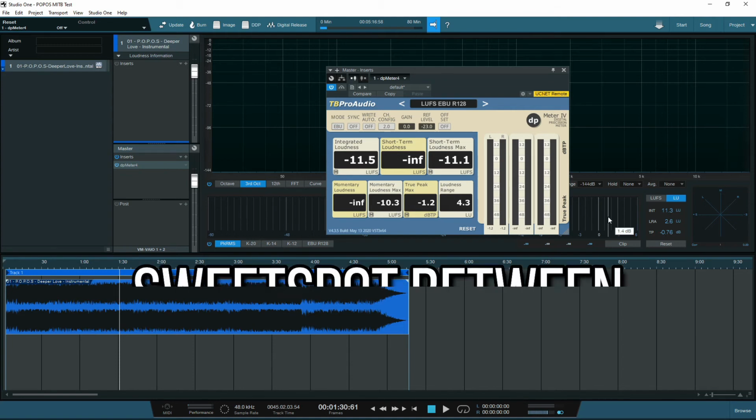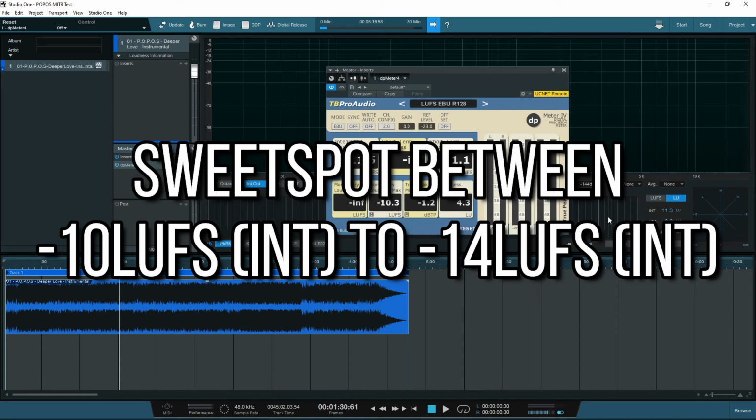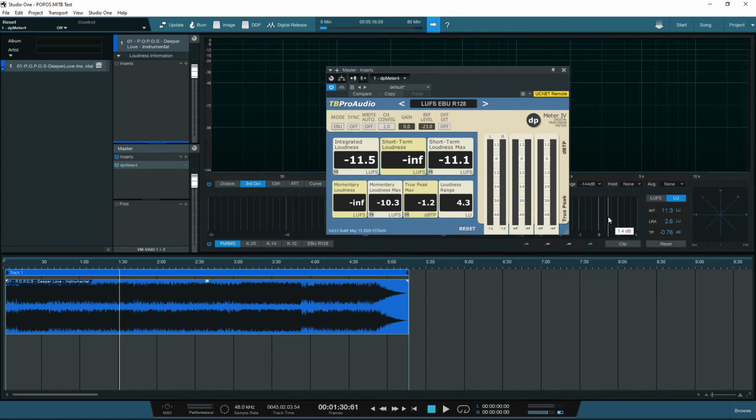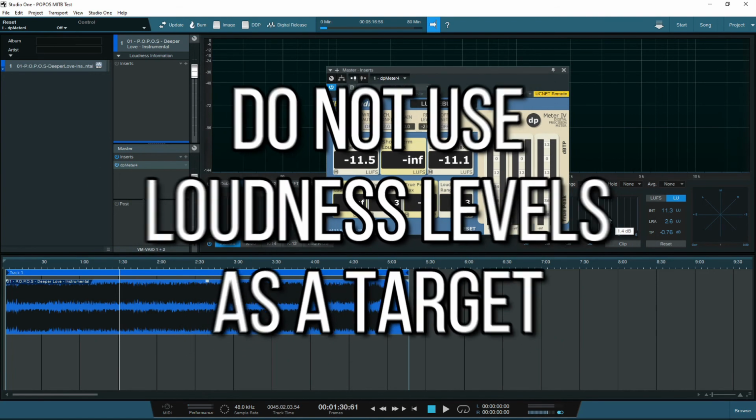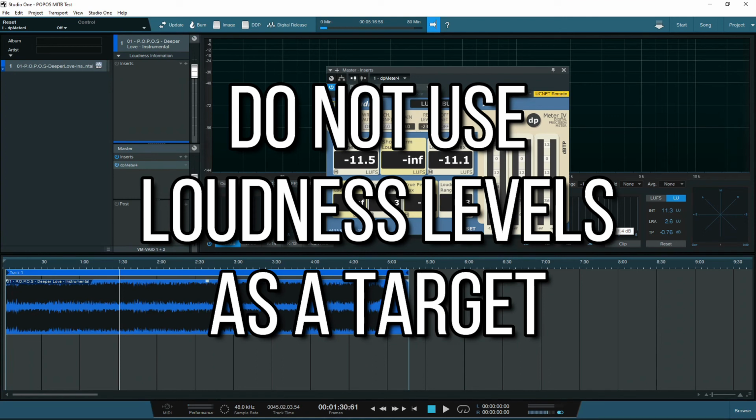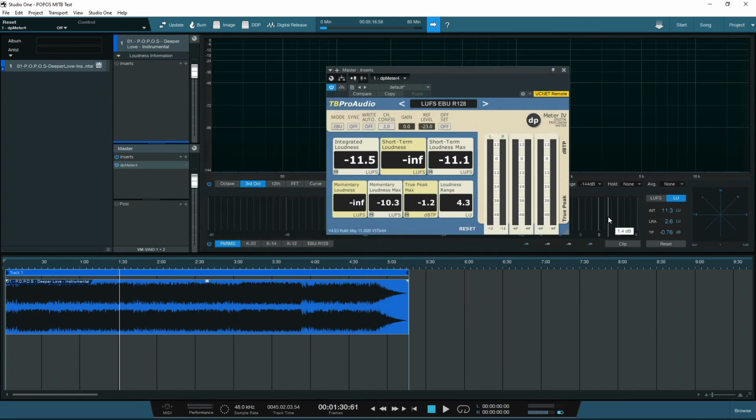I tend to find that there is a sweet spot somewhere between -10 LUFS integrated and -14 LUFS integrated, but it all depends on the song, the genre, the mix and many other factors. One of the things I want you to take away from this series is that a loudness level should not be used as a target, because a target level may not be what the song needs. So use your ears, experiment with loudness, but be responsible. Before we finish up, I just want to refer you back to our loudness meter and briefly demonstrate how to use it in practice.